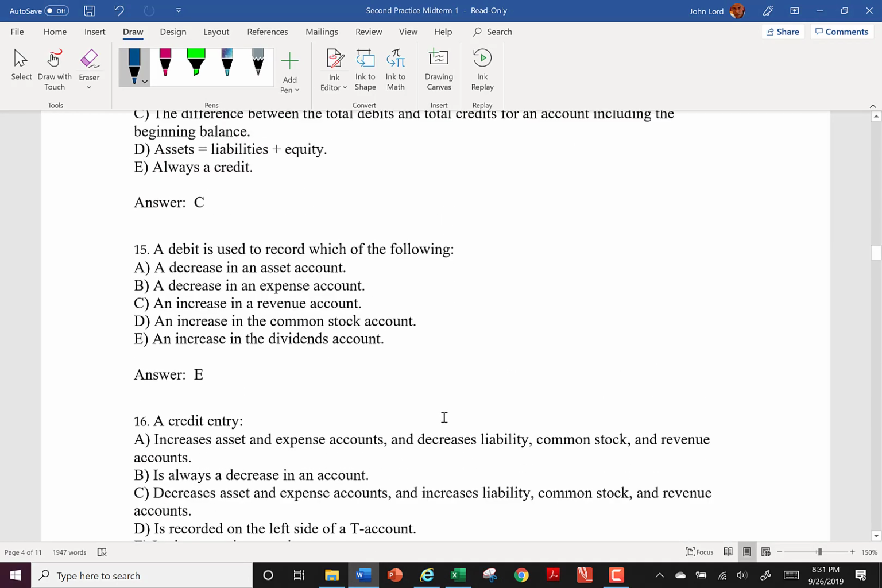Number 15, a debit is used to increase which of the following? To decrease an asset? No, to decrease an asset we credit it. To decrease an expense? To decrease an expense we credit it. An increase in revenue? No, we increase revenue with a credit, don't we? An increase in common stock? No, we increase common stock with a credit, right? The only one that is correct is we increase a dividend with a debit, don't we?